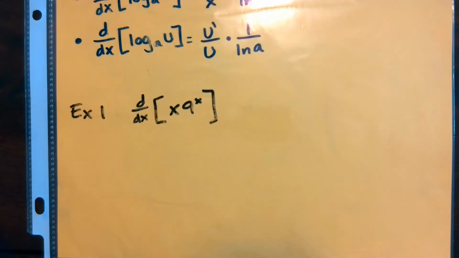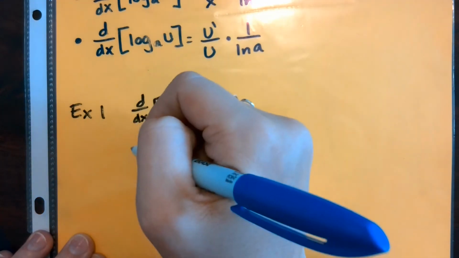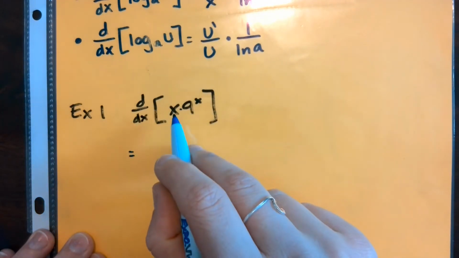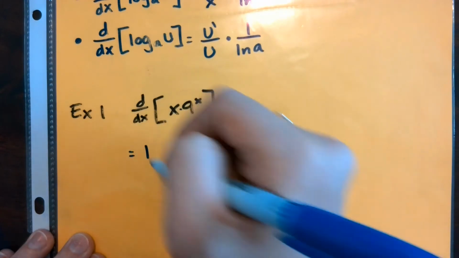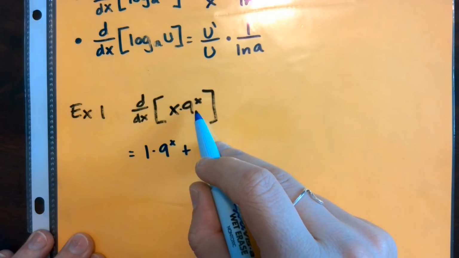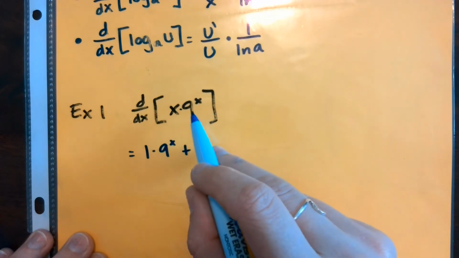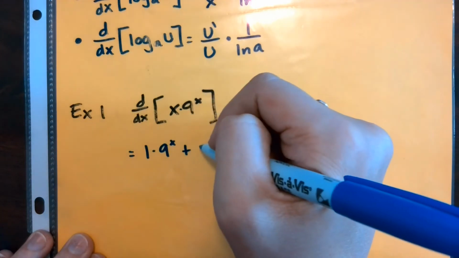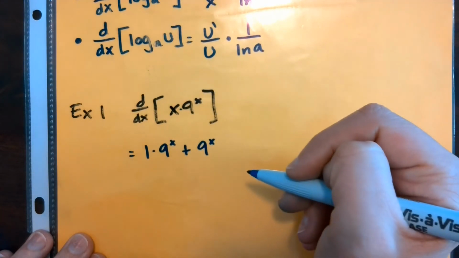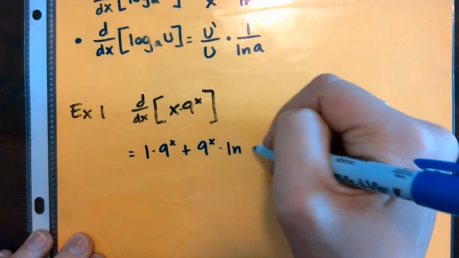So for our first example, we've got the derivative of x times 9 to the x. First, just recognizing that it is multiplication, we're going to have to use the product rule. So I'm taking the derivative of x, so 1 times 9 to the x, plus my derivative of 9 to the x. Just recognizing, okay, I've got that exponential, but without a base of e, remember, it's going to be that 9 to the x, but then times the natural log of 9.